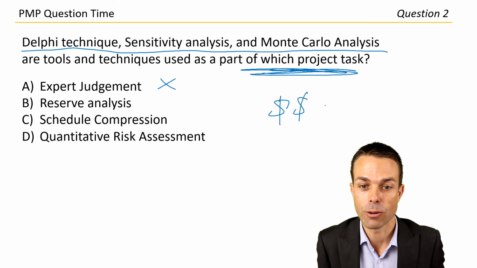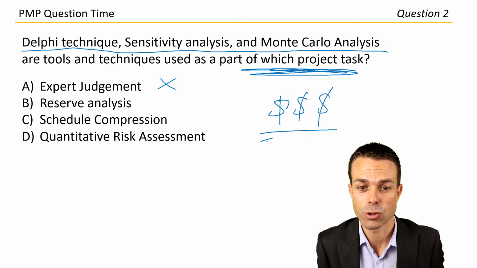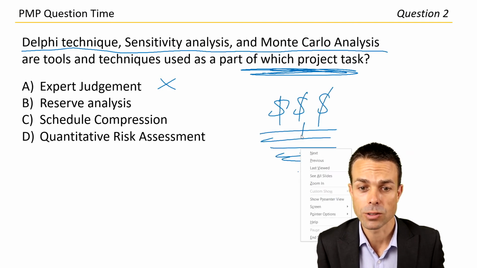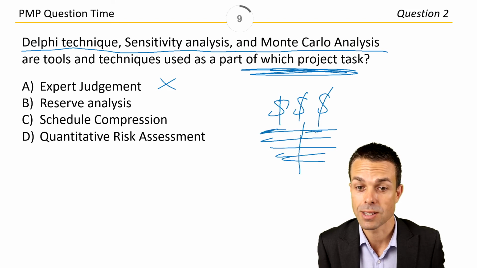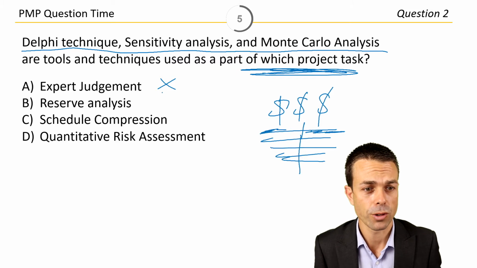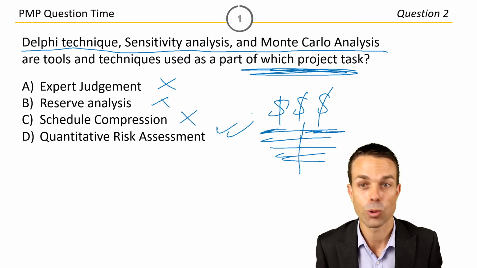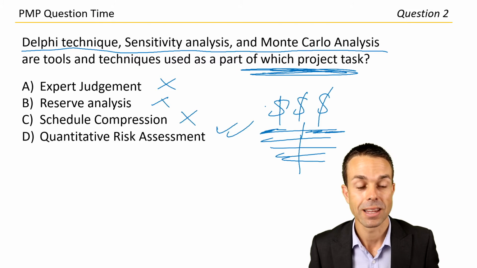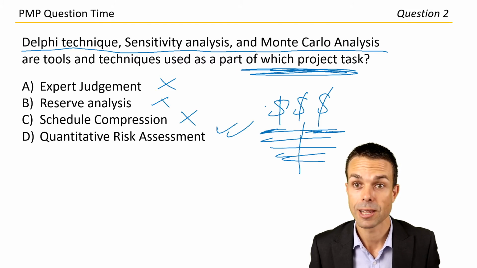So sensitivity is that tornado diagram. Is it sensitive this way? Is it sensitive that way? But also figuring out the real dollar value. So it's not reserve. Okay, not schedule compression. No, definitely quantitative risk assessment. Let's go with letter D.